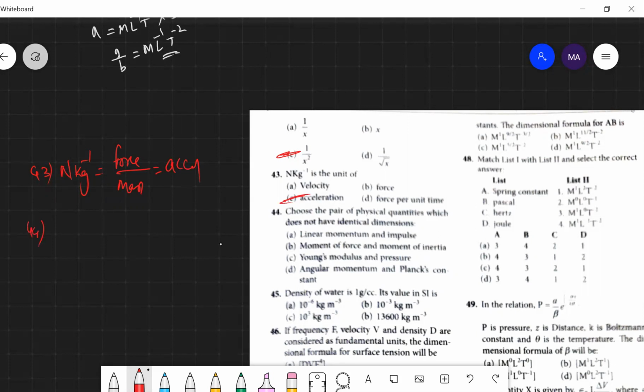Question 44. Choose the pair of physical quantities which does not have identical dimensions. Now you need to check with this one. You can do it on your own. Please try to do that one on your own.